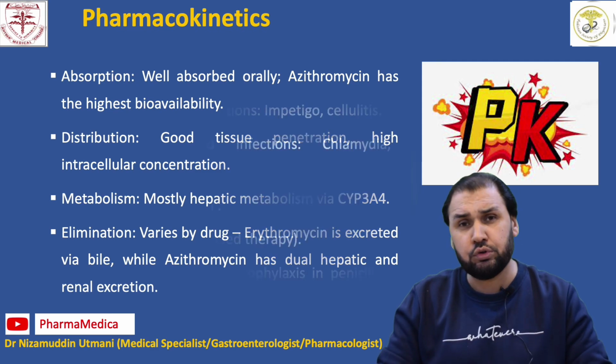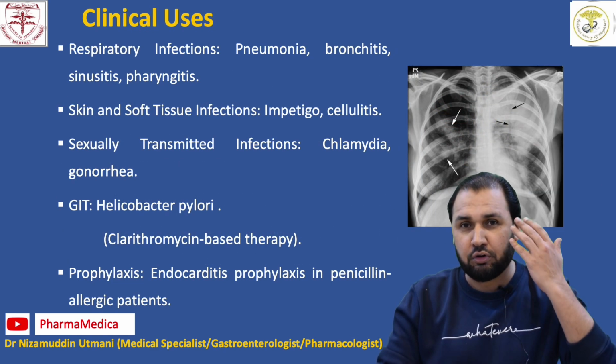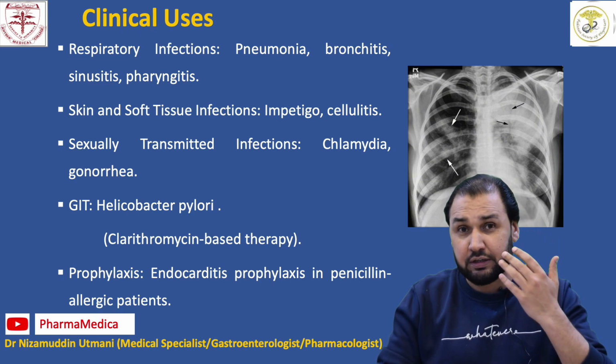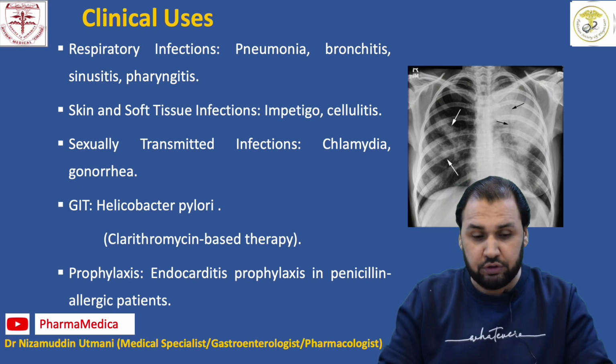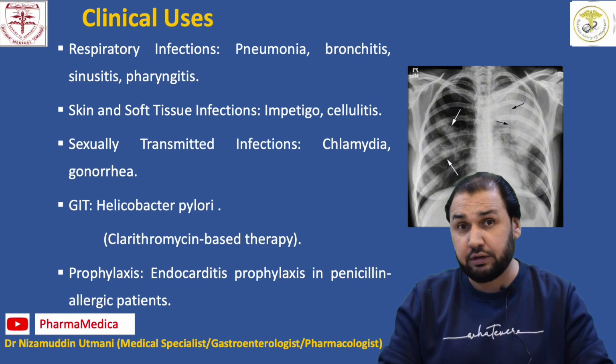What are the clinical uses? They are used for a number of upper respiratory tract infections. You start from bronchitis, tonsillitis, sinusitis, pharyngitis, tracheitis, and for lower respiratory tract infections like pneumonia, and then atypical pneumonia.